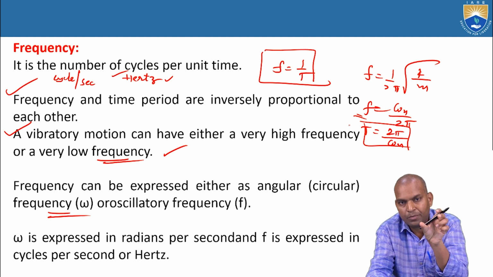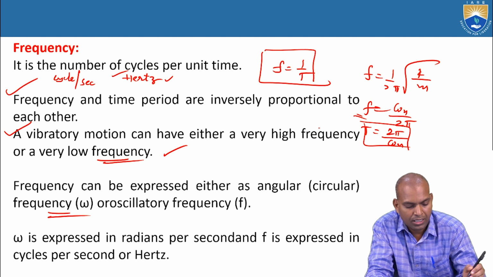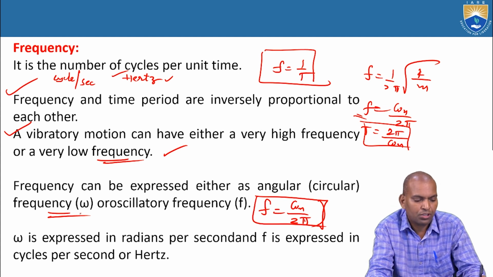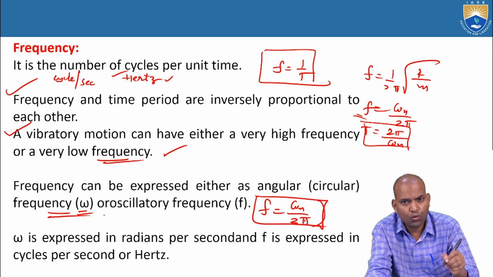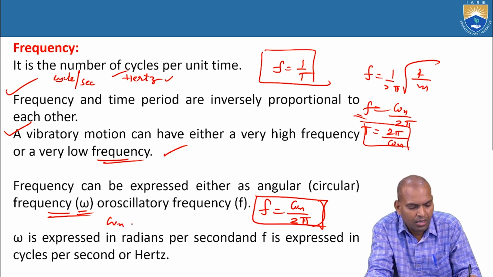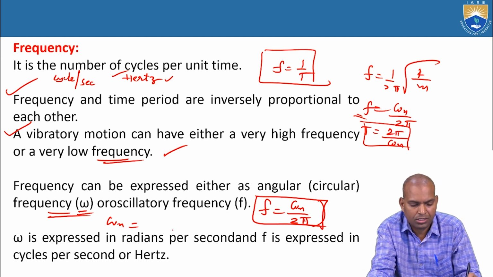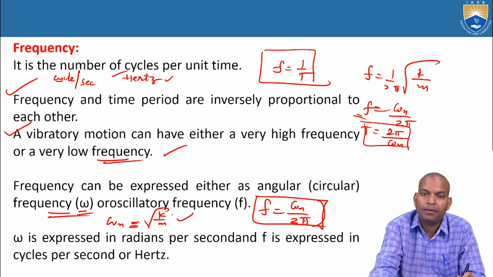The relation between the oscillating frequency and the circular or angular frequency is f equals omega n by 2 pi. Here the circular frequency is shown as omega, also omega n. Omega n will be used for components which are rotating, giving oscillations. Those oscillatory motions are measured in terms of the frequencies, that is omega n equals the square root of k by m.